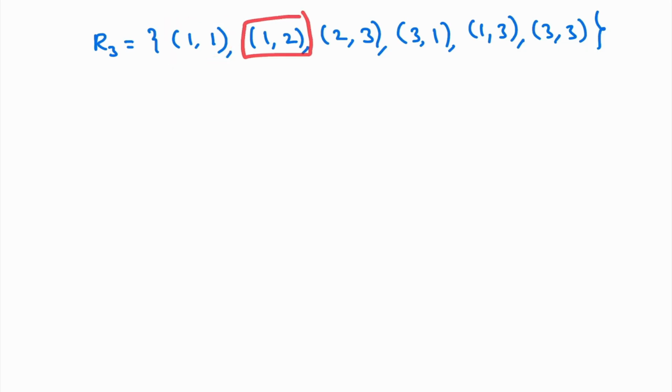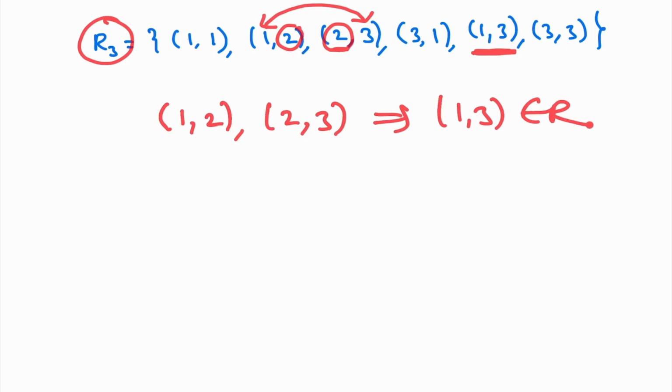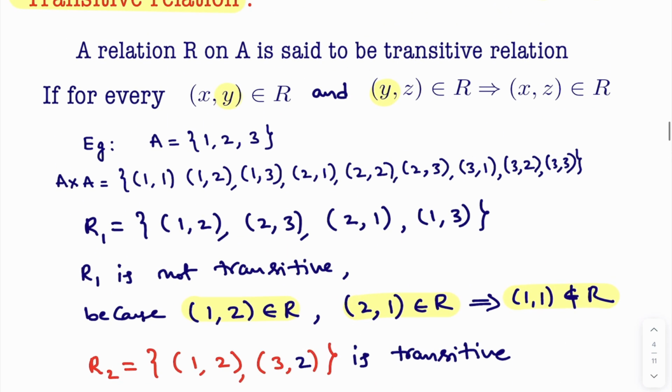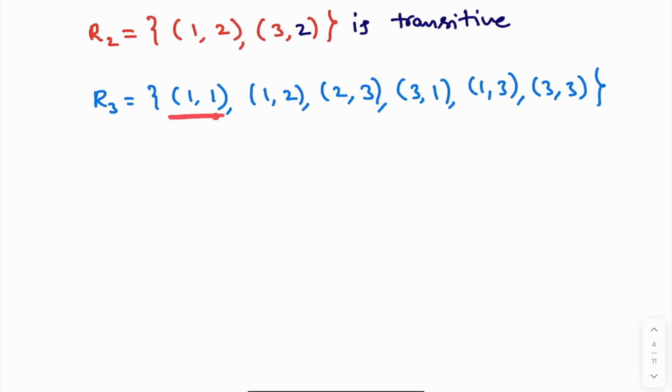Now come to this. This ends with 2. Now you need to look whether any other ordered pair starts with 2. Yes, here this starts with 2. Okay, (1, 2), (2, 3). There exist (x, y), (y, z). What is (x, z)? (x, z) is (1, 3). Is (1, 3) there in this relation? Yes, here it is. See, you cannot say this relation is transitive because of this example. (1, 2), (2, 3) implies (1, 3) belongs to the relation. That's why this is transitive. If you say like that, it is wrong. You need to check for every such pair of ordered pairs. I checked, this passes the transitive test.